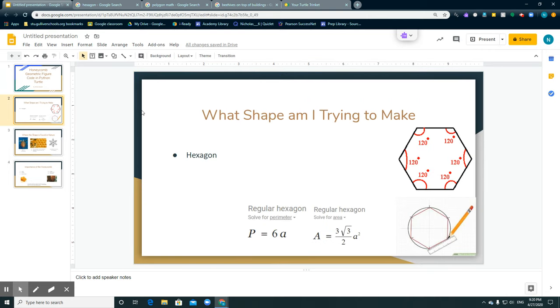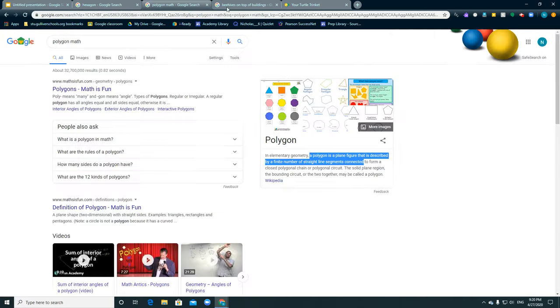So what shape was I trying to code? I was trying to code a hexagon, which has six sides and is also a polygon. As it says here, a polygon is a plane figure that is described by a finite number of straight lines connected by a segment.